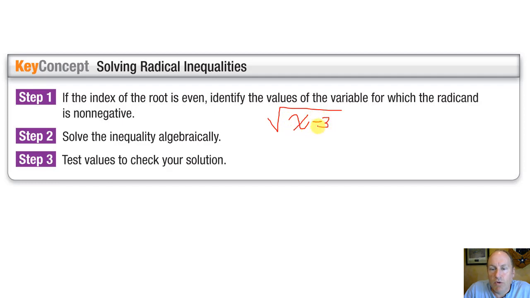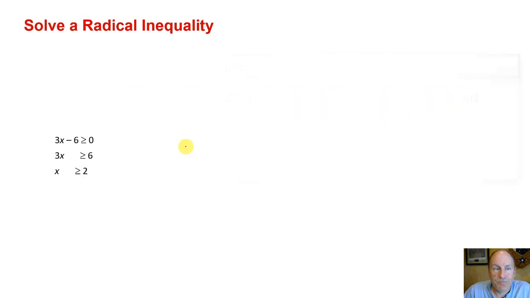In other words, in step 1, if we're taking an even root, like let's say the square root of x minus 3, well, what's inside this radical has to be greater than or equal to 0. So we're only going to look at x values that are greater than or equal to 3. If it was a cube root, an odd root, it doesn't matter because we could have negative solutions to that. So then we're going to solve that inequality algebraically and test values to check your solution, very similar to other types of inequalities. Let's look at an example.